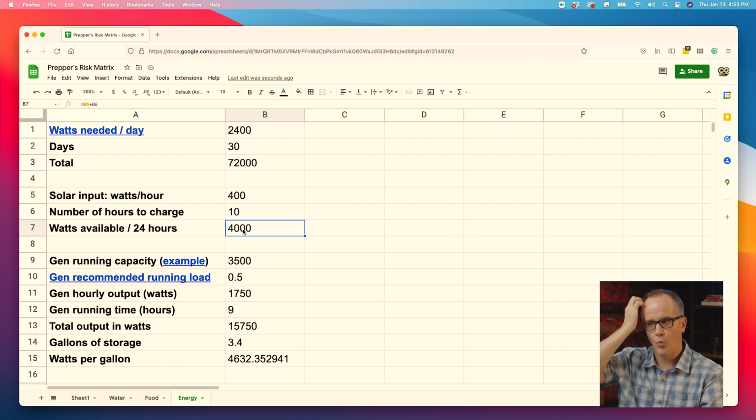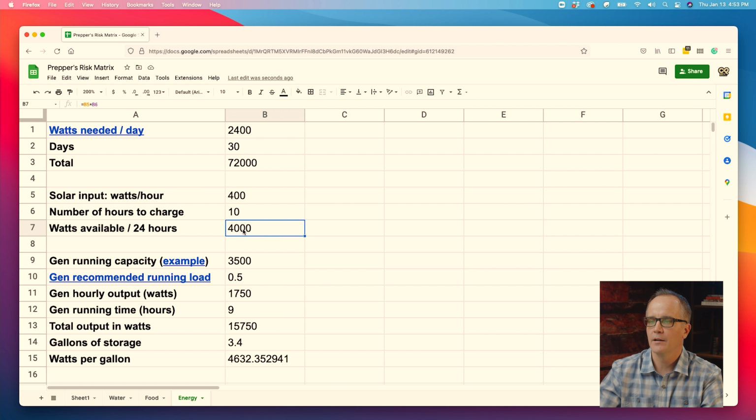So for example, the one over here can take in 400 watts per hour. So if I were to buy one of these and I can hook up 400 watts of solar panels, and I've got roughly 10 hours a day of good sunlight that I can charge, that means I'm going to be able to produce 4,000 watts that are going to be available to me during the day.